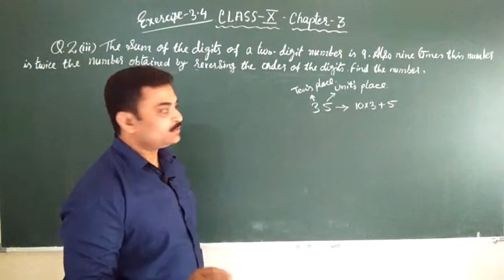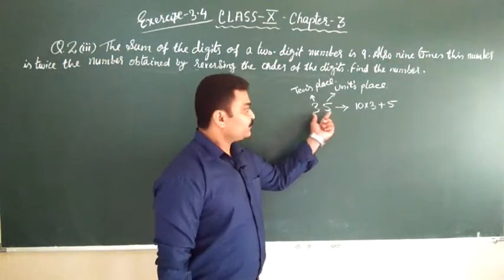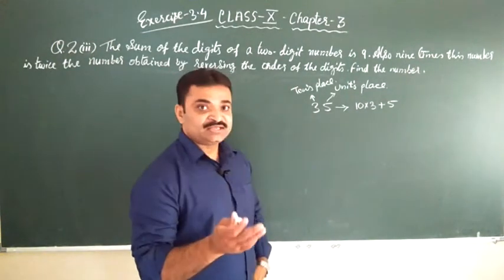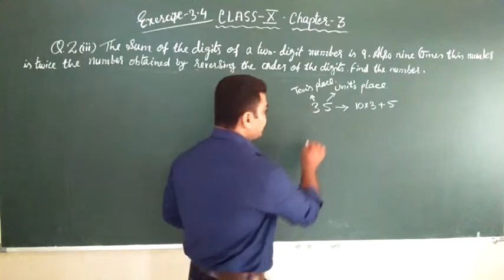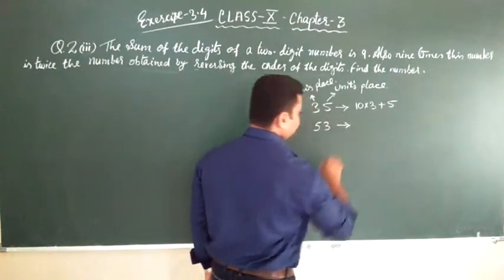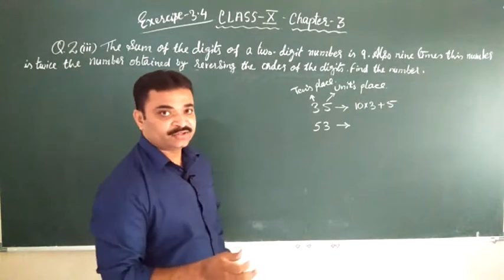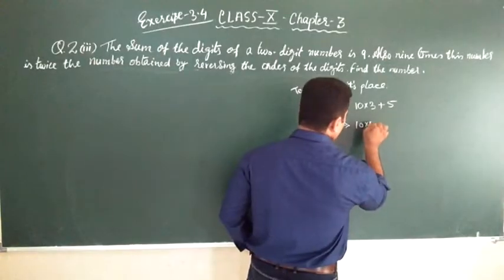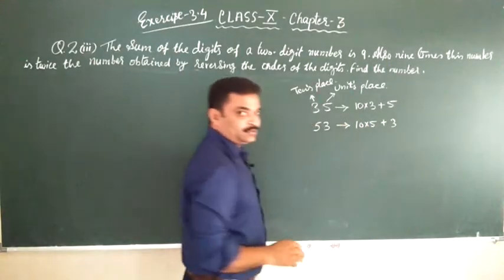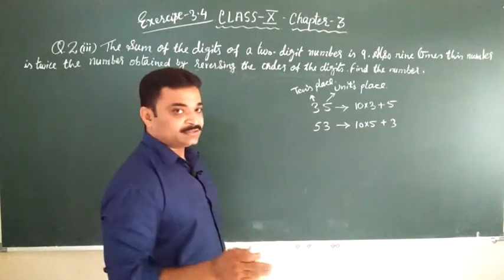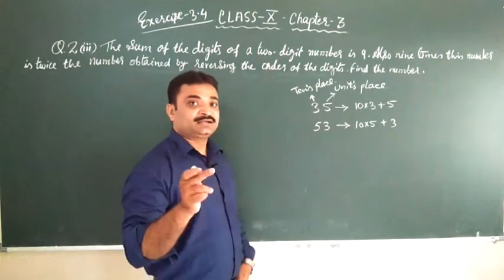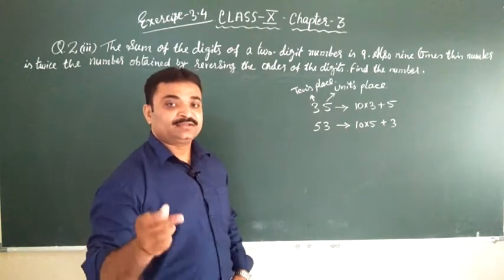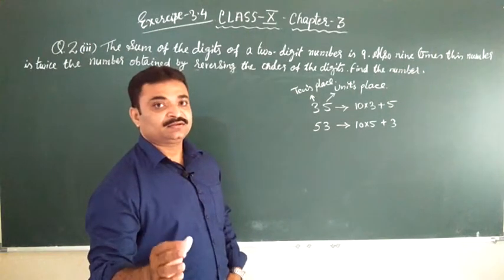Isn't it? If we expand this number, we will write 10 into 3 plus 5. Similarly, if we change the order of the digits, that means if we write it as 53, how does 53 come? If we expand 53, we will write 10 into 5 plus 3. Got it? That means the digit in the tens place multiplied by 10 and added to the units digit will give the original number.